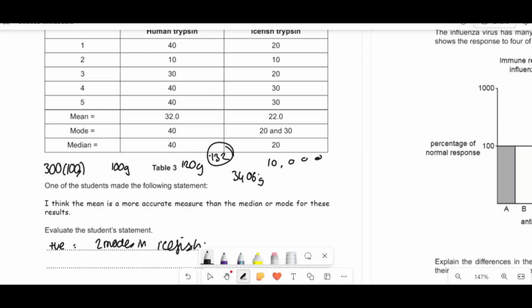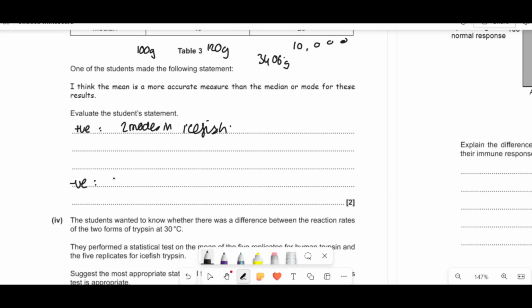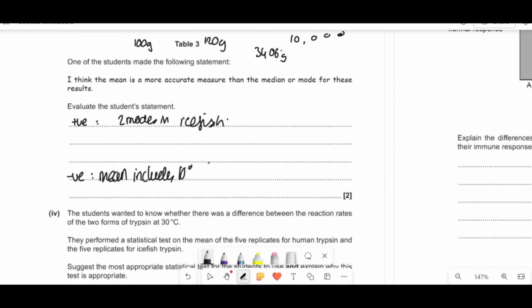Can you see how that's way closer to what the middle or the most commonly seen thing is, right? Here, they've only got 5 replicates, and that mean has dragged everything down. In the same way, my mean got dragged up by this tiny sample here. So in that case, one of the negatives of using this is that the mean includes the 10-degree outlier, which decreases it and makes it less accurate.